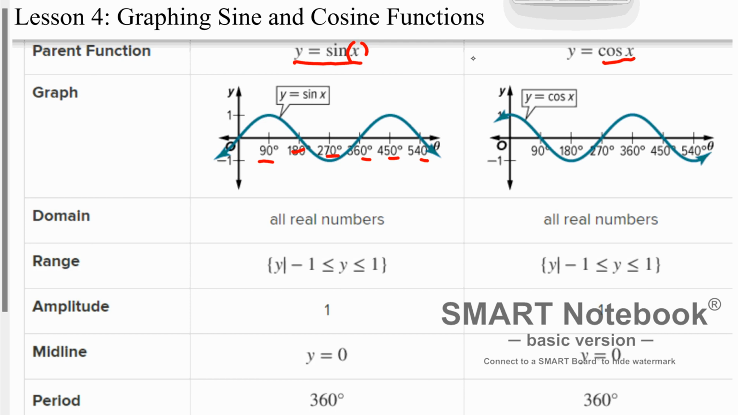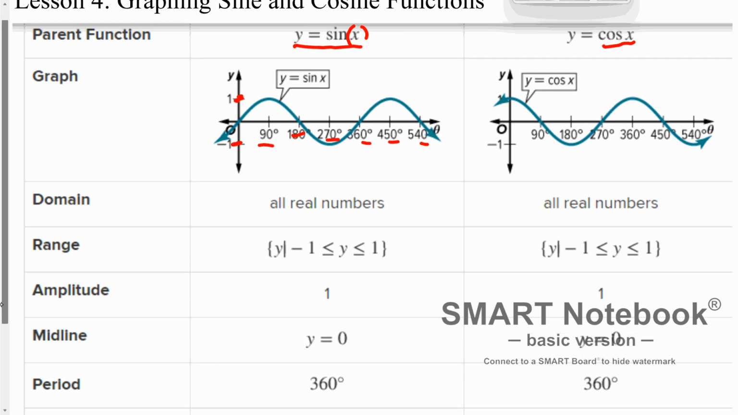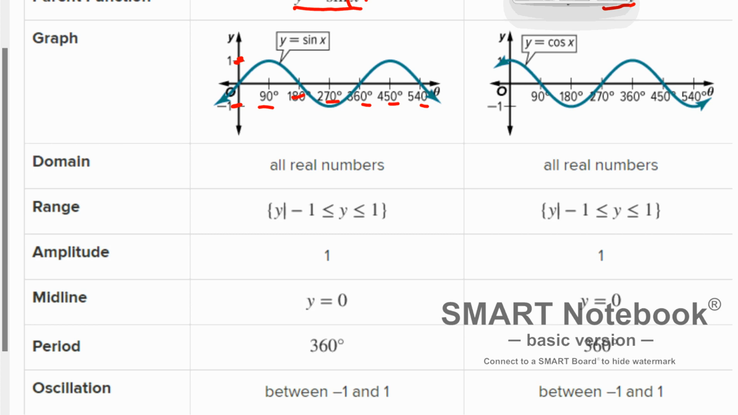Okay, so domain, we can plug in any angle we want to, and we can get an answer out. Our range, what we get out, we saw that we only go up to 1 and down to -1. We can't get numbers bigger than that, because our opposite side can't be bigger than our hypotenuse on a right triangle, and our adjacent side can't be bigger than our hypotenuse. So that's why we only go from -1 to 1, can't get bigger than 1.